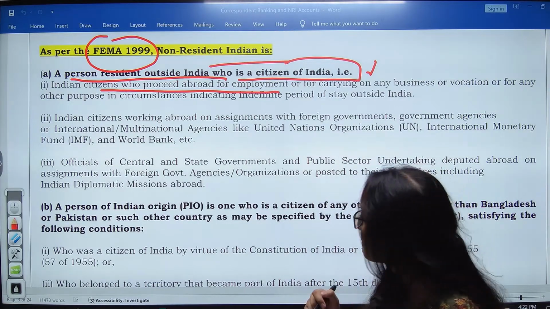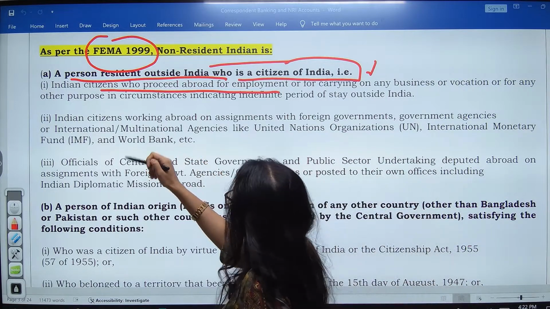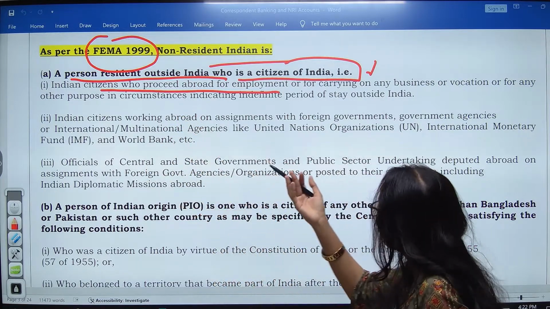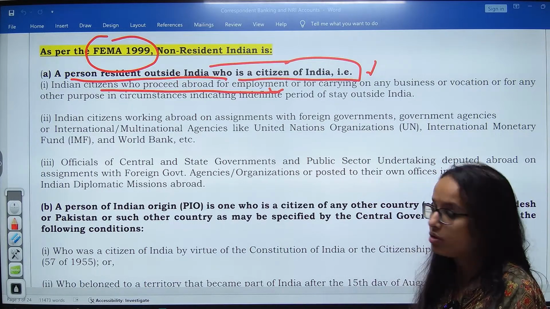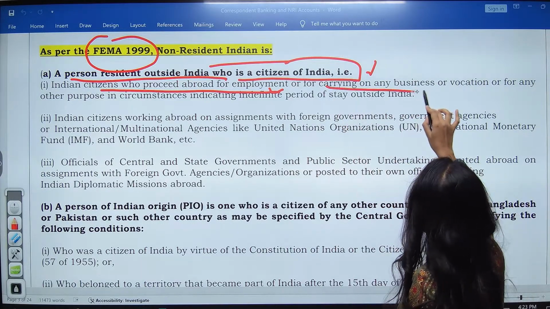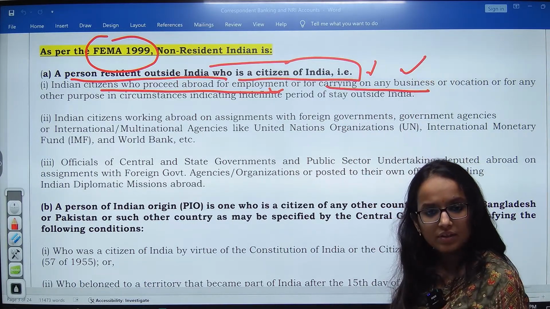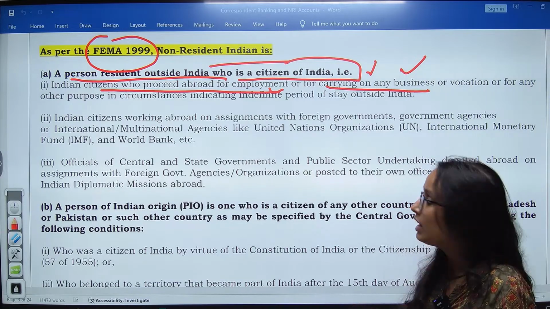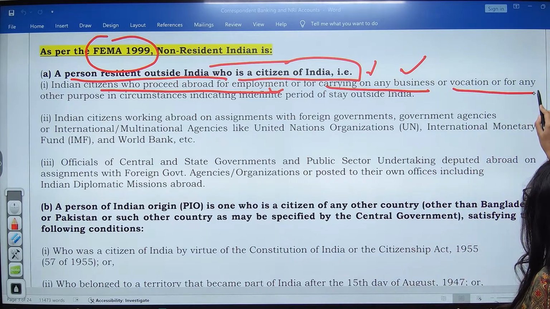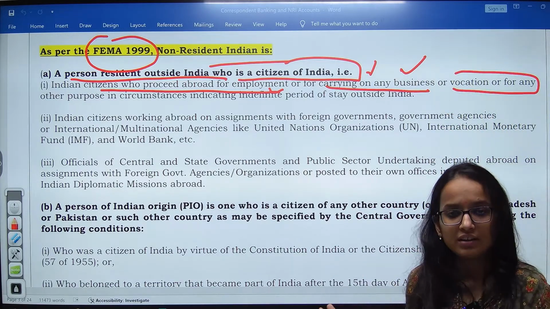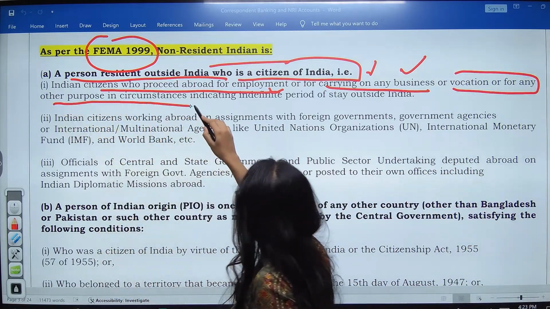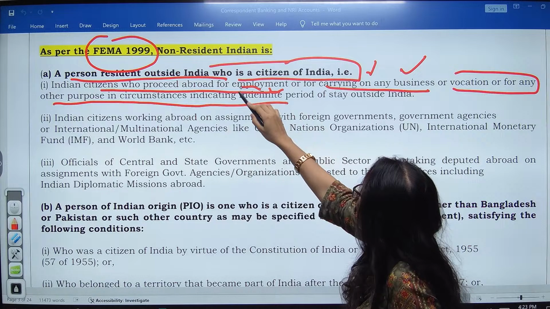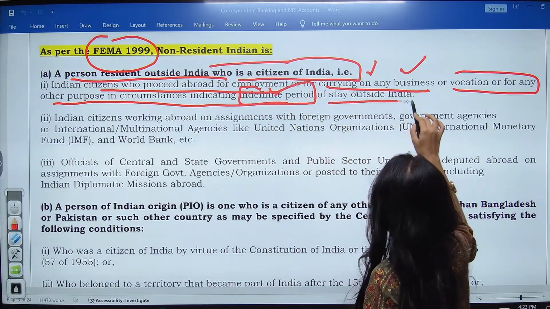So the first thing specified here is Indian citizens who proceeded abroad to any country for either employment, for doing a job, or for carrying out any business activity over there, or for any vocational purpose, any skill which they have, or other purpose in circumstances indicating an indefinite period of stay outside India.